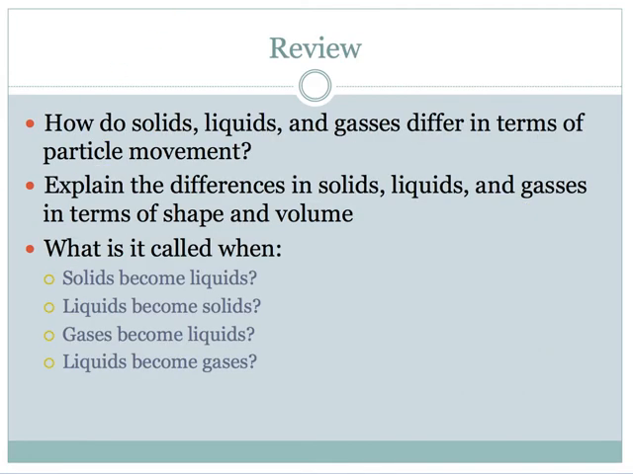All right, here's your last review. I would like you to tell me how solids, liquids, and gases differ in terms of particle movement. What are the differences in solids, liquids, and gases in terms of shape and volume? And out of curiosity, what is it called when a solid becomes a liquid? What about a liquid becoming a solid? Gases becoming a liquid? And liquids becoming gases? We're going to touch on these in the next chapter, next section, but I thought I'd at least put them out there to see what we can come up with.